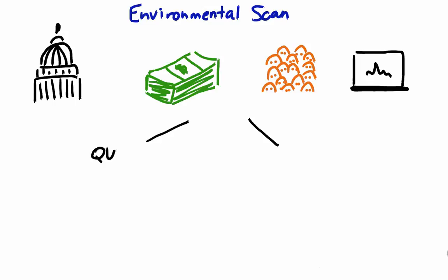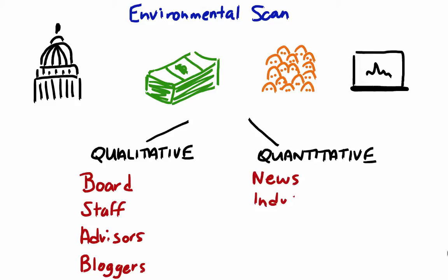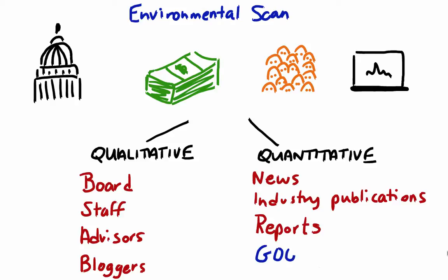Second, make sure you collect both qualitative and quantitative data here. You can get your qualitative information, what people believe, sense, and predict, from your board, your staff, advisors, and bloggers in your field. You can get your quantitative data, the numbers and the stats, from the news, industry publications, reports, and Google. Once you know what you're looking for, I guarantee you if you do a simple Google search, you'll find what you need.